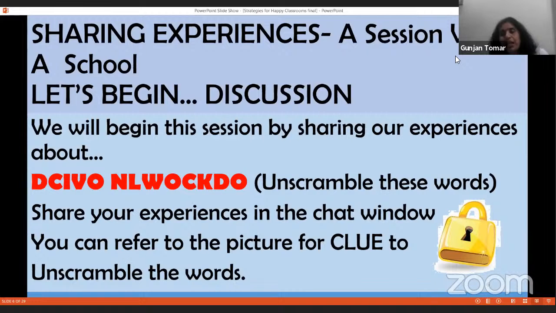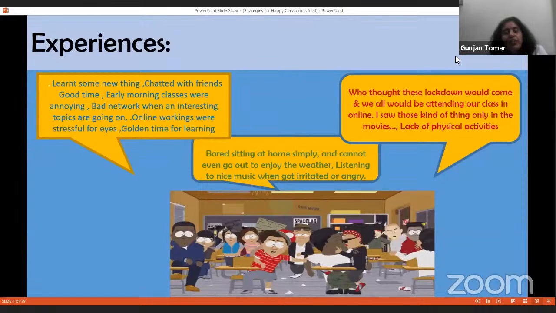If you see the picture, that was a lock, and the second word also, if you look at the words, it's lock. So they could easily identify it's COVID lockdown. This is how the session began. Then they started sharing their experiences in the classroom.